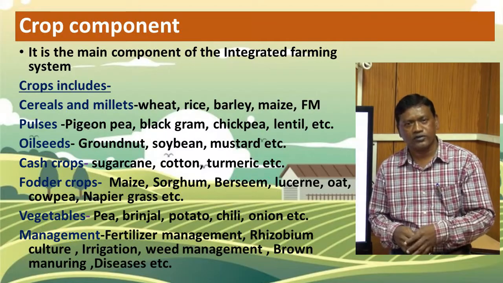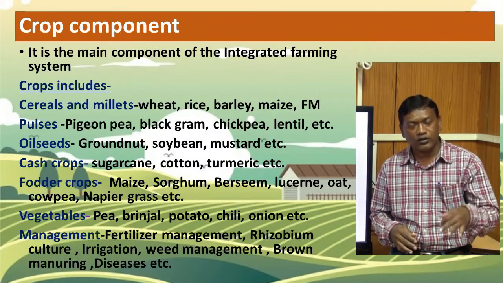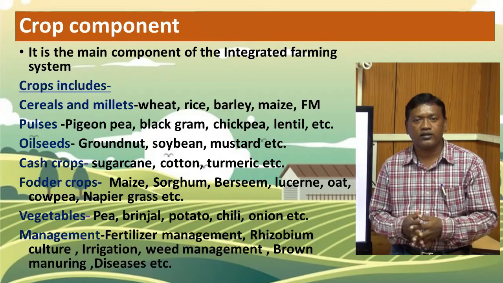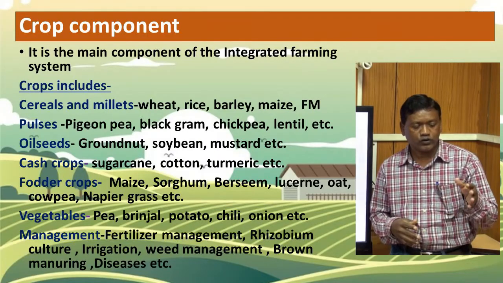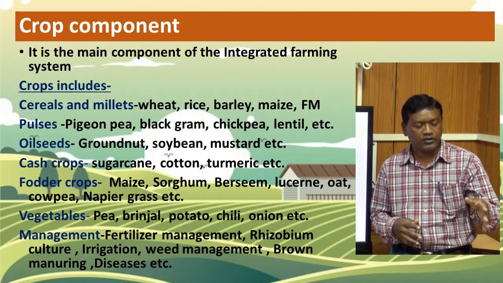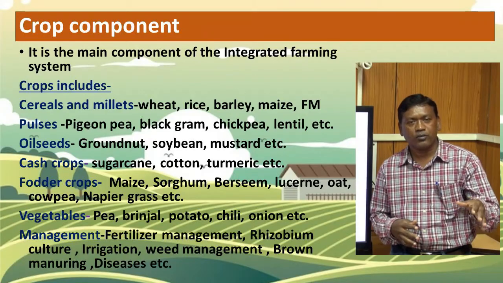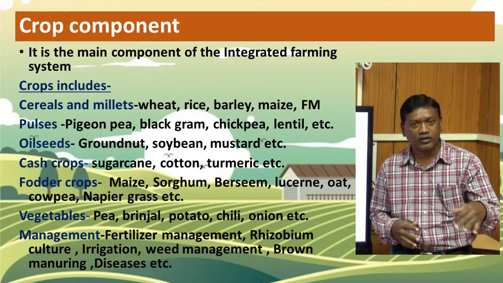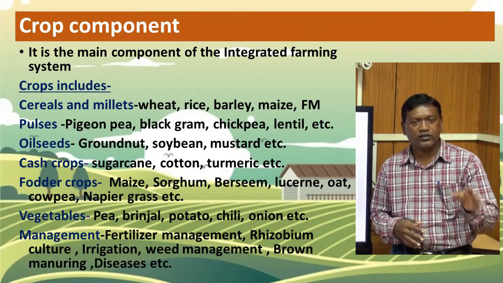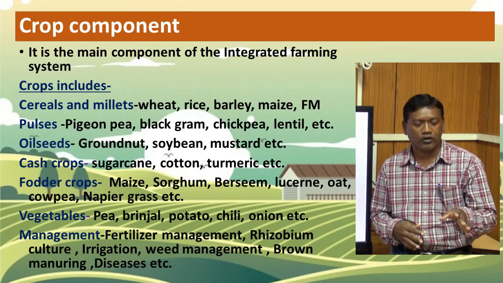And next is disease. Disease control is very important, because if you control the disease, then automatically the yield is better. So you see which type of disease is there, and which type of disease controlling method you should apply. So disease control is very important.